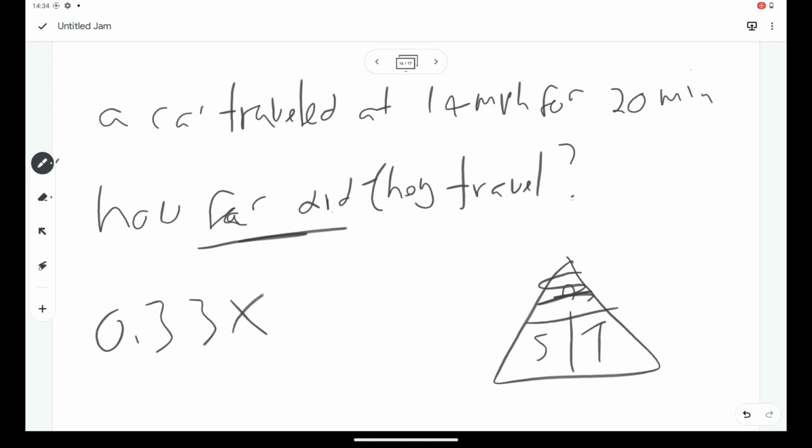So we've worked out our time multiplied by our speed, which is 40, equals 4.67 if we round it up. So this car travelled 4.67 miles.